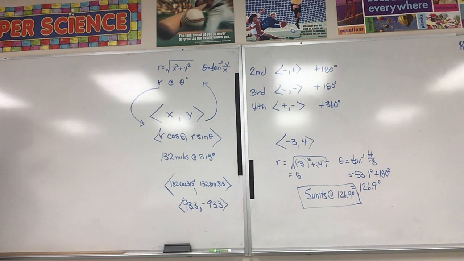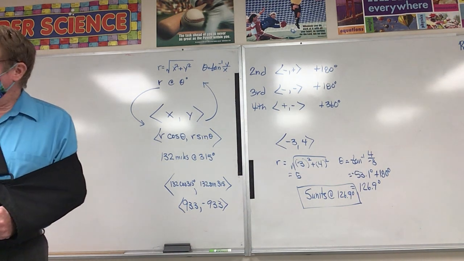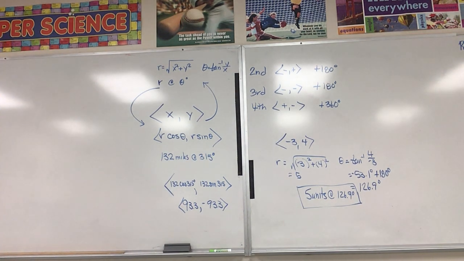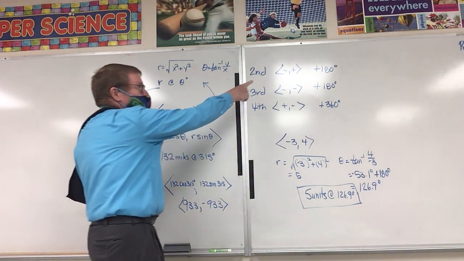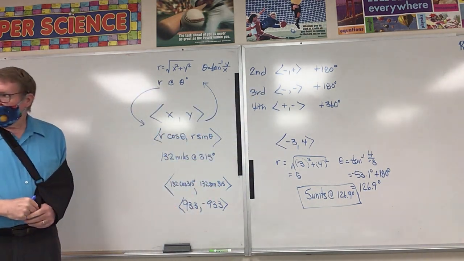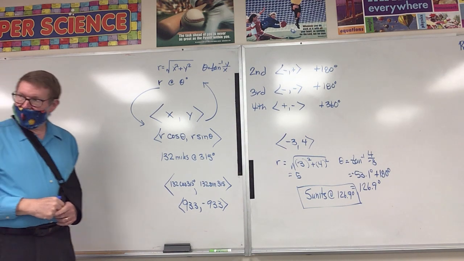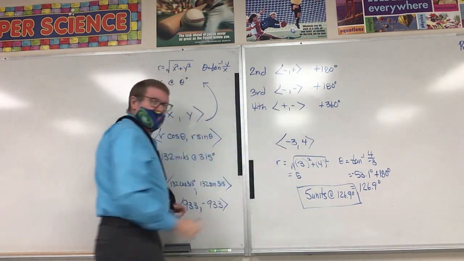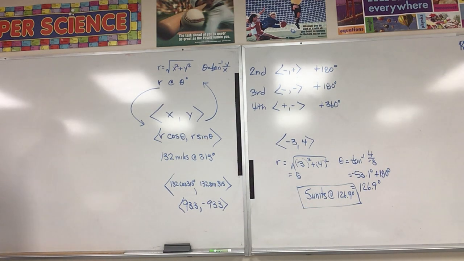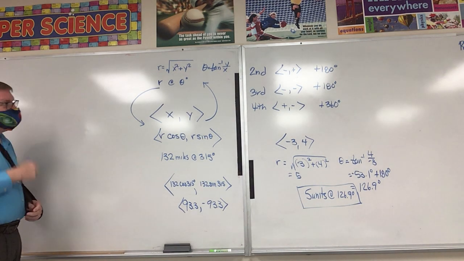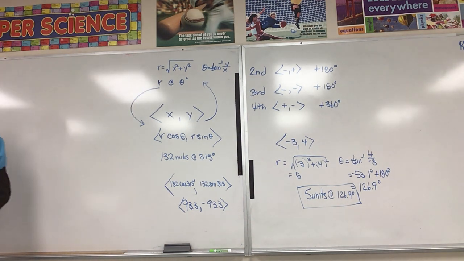Going from vector form to coordinate form, going from coordinate form to vector form. I'll use the negative 3 and 4. That's why I have these here. And again, my R is also called what? What's the word that we use for R? The resultant.